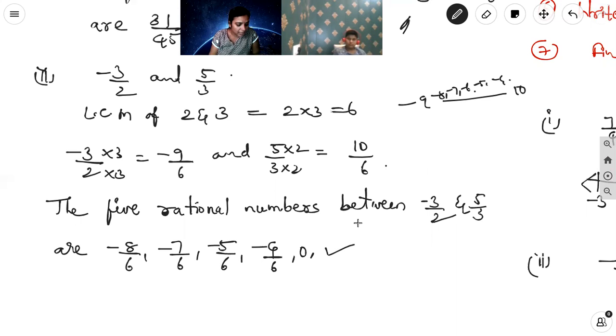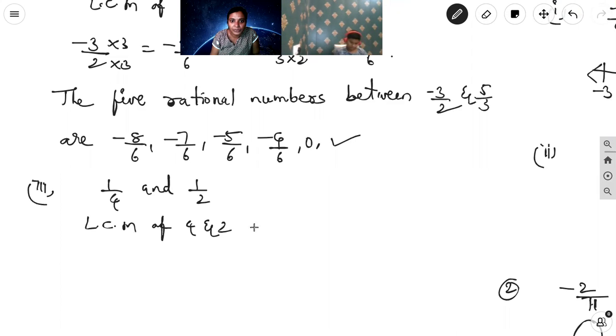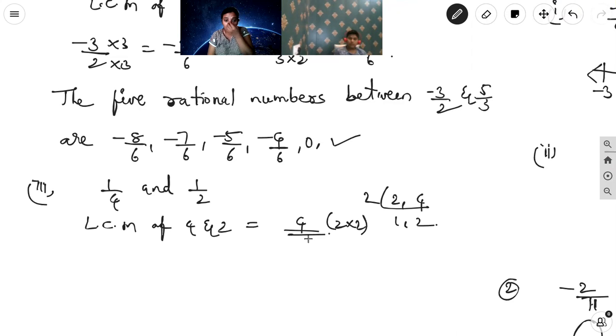Okay. Next problem, third one: 1 by 4 and 1 by 2. Again taking the LCM. LCM of 4 and 2 is equal to 4 only. Why? Because 2 ones are 2, 2 twos are 4, so it is 2 into 2 is 4 is the LCM. So convert into like fractions. 1 by 4 is 1 by 4 only. 1 by 2, multiply with 2, divide with 2, that is 2 by 4.